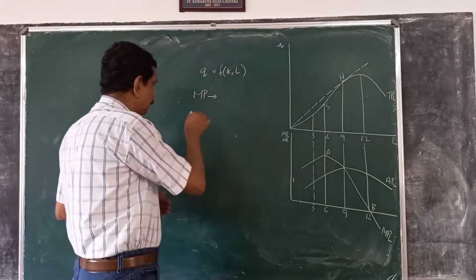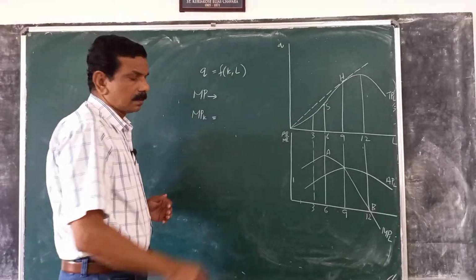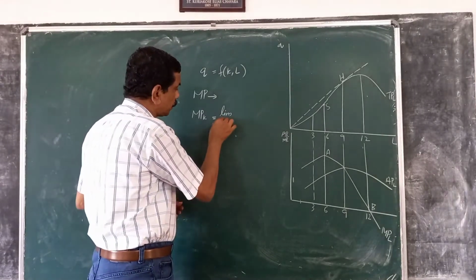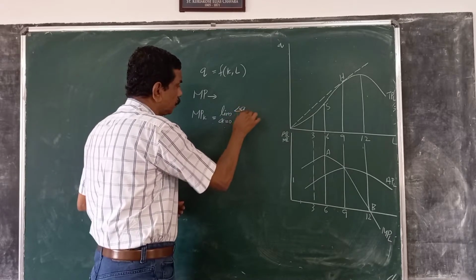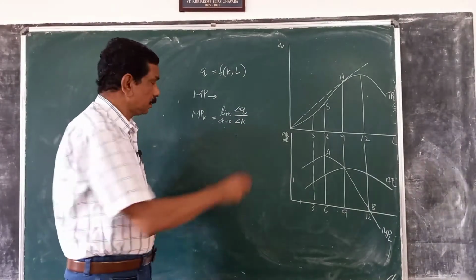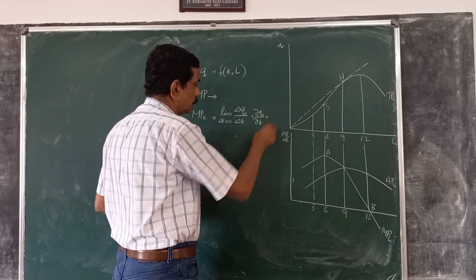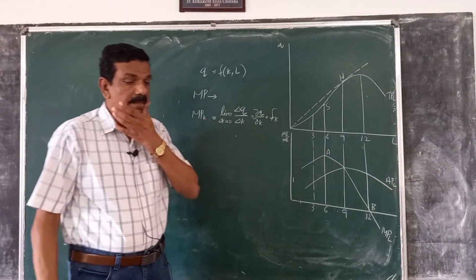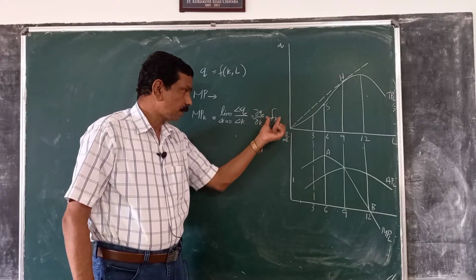Now we define the marginal product of capital as the limit, as delta K tends to 0, of delta Q by delta K, which is equal to dou Q by dou K. So MPK is the limit of delta Q by delta K, that is dou Q by dou K. We use the notation FK.